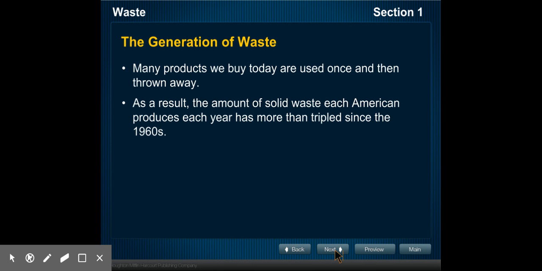It turns out that we actually produce about 3 times more waste today than we did in the 1960s. And you can imagine that a great deal of those happen to be plastics, but they happen to be other things as well.